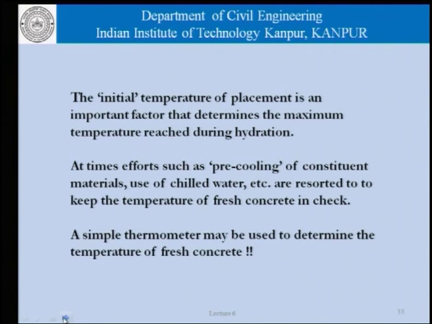The initial temperature of placement is an important factor that determines the maximum temperature reached during hydration. At times, efforts such as pre-cooling of constituent materials, use of chilled water and so on are resorted to keep the temperature of fresh concrete in check, because there may be specifications which say that the temperature of fresh concrete should not exceed a certain number, maybe 20 degrees centigrade, maybe 18 degrees centigrade and so on, depending on the application. So, measurement of the temperature of fresh concrete is a very important parameter as far as the quality control of concrete is concerned in those projects.